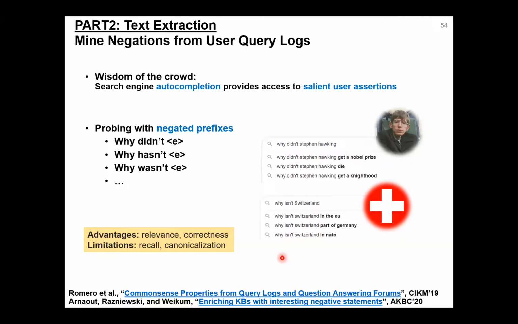The other limitation is the canonicalization. So the goal again is to add these negations to the knowledge base. But with text, you need something in between. You need a step where you're linking the object to an entity in the knowledge base, and linking the relation to a relation in the knowledge base, which in some cases does not exist. So you don't have all the relations in the knowledge base. So that's a major limitation for this kind of method.